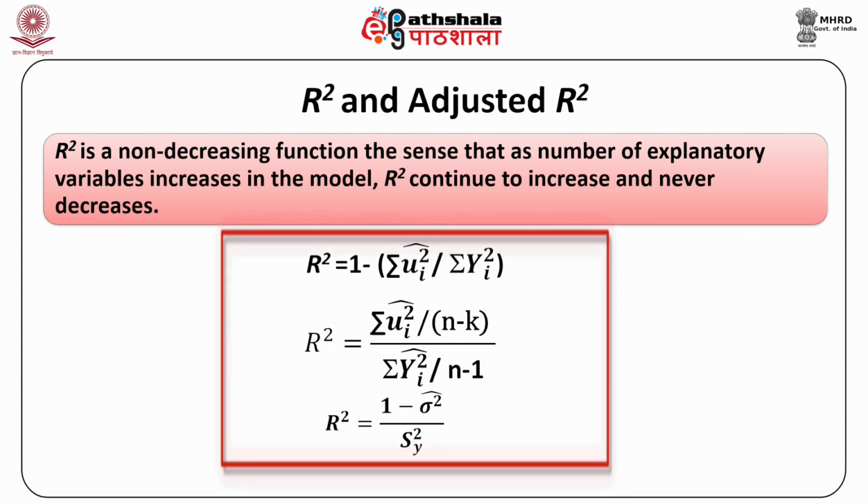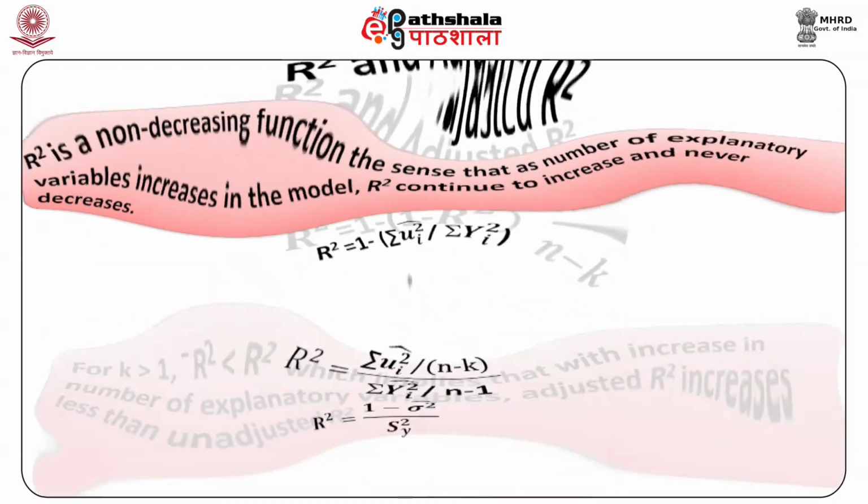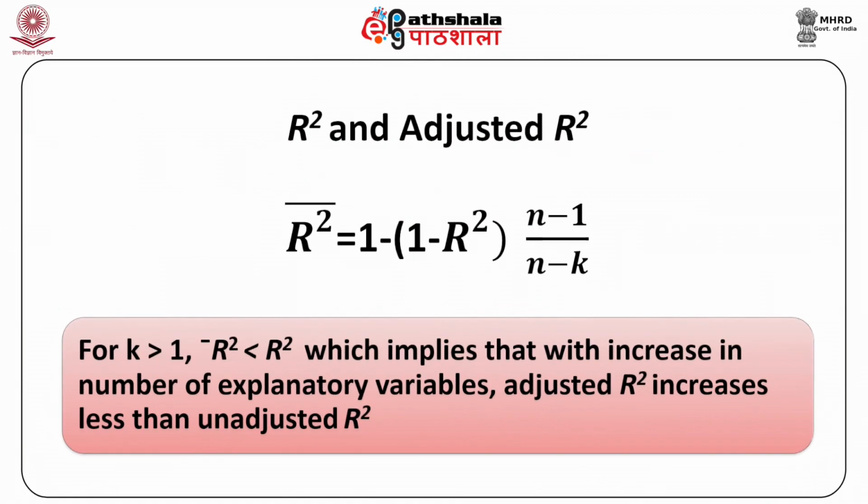R bar squared is equal to 1 minus sigma hat square. We can also write R bar squared is equal to 1 minus bracket open 1 minus R squared bracket close into n minus 1 divided by n minus k. For k greater than 1, R bar squared is less than R squared, which implies that with increase in the number of explanatory variables, adjusted R squared increases less than unadjusted R squared.